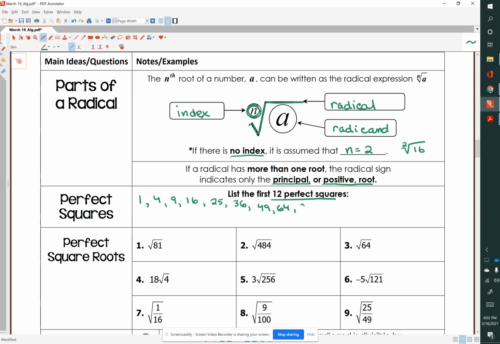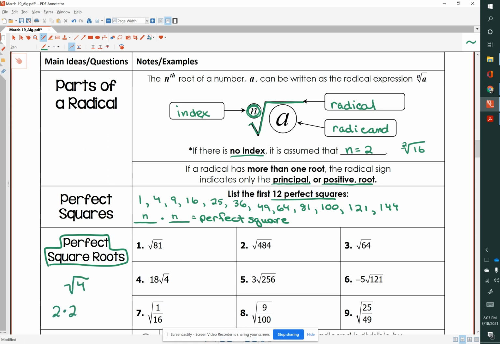9 times 9 is 81. 10 times 10 is 100. 11 times 11, 121. And 12 times 12, 144. So those are the result of something times itself. So let's call this n times n equals a perfect square. So the opposite of a perfect square is the perfect square root. So the square root of 4, well, we know that 2 times 2 equals 4, so the square root of 4 is 2.